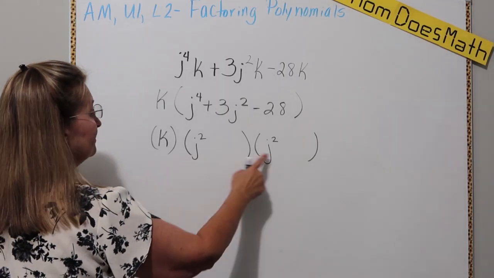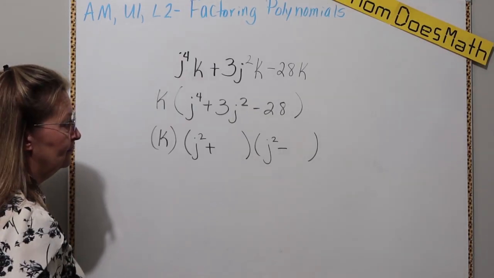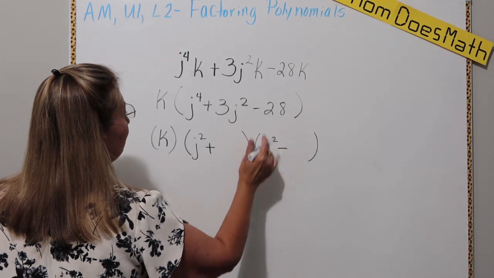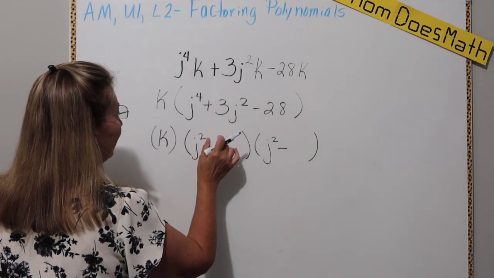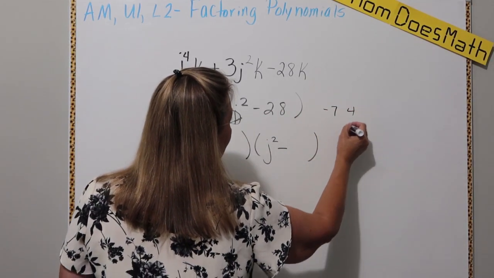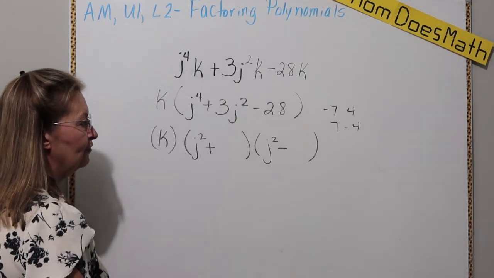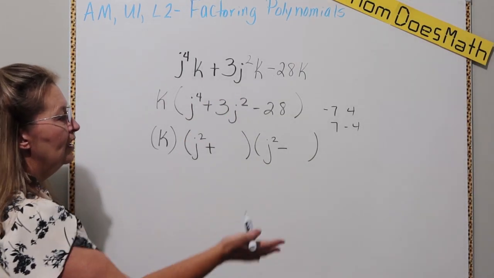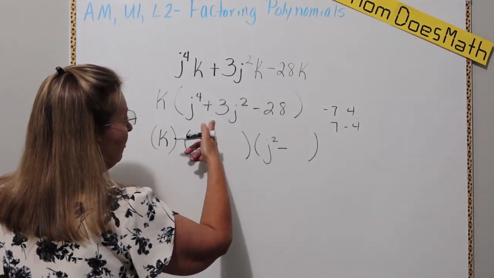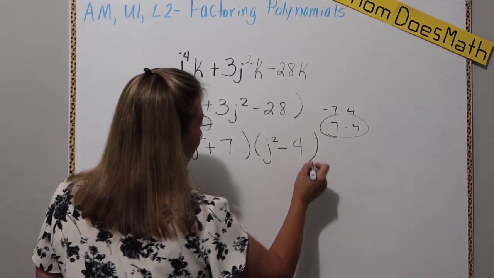As far as my signs go, since this is a minus, I'm going to have 1 plus and 1 minus. Now, I need a pair of numbers that will multiply to give me negative 28, but will add up to give me positive 3. So since this is negative, I would have negative 7, positive 4, or positive 7, negative 4. You can make a whole chart if you want to, but if the correct one just jumps out at you, go ahead and grab it. I need positive 3, so it's going to be the positive 7, and the 4 goes here.